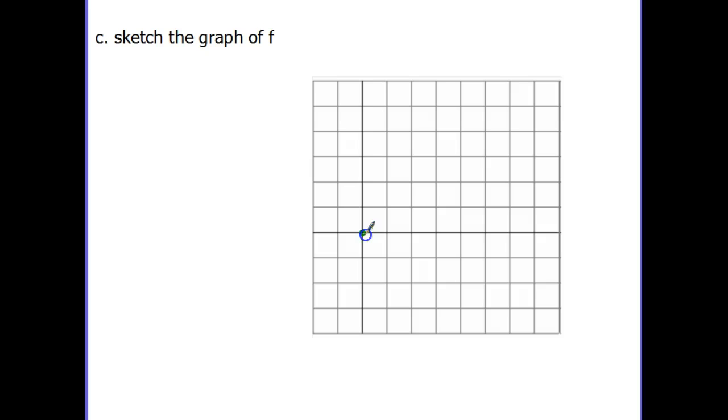Well, I have 2 points. Just draw a line between. I would like to see concavities. I'd like to see POIs marked. So we know you have POIs at 0 and 2. So you want to make sure you change your concavity at 0 and at 2.